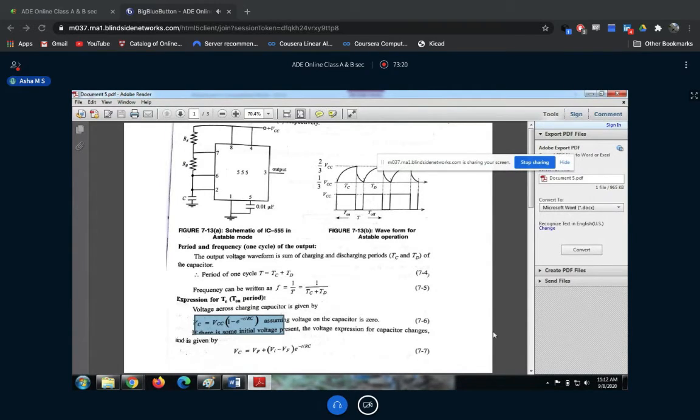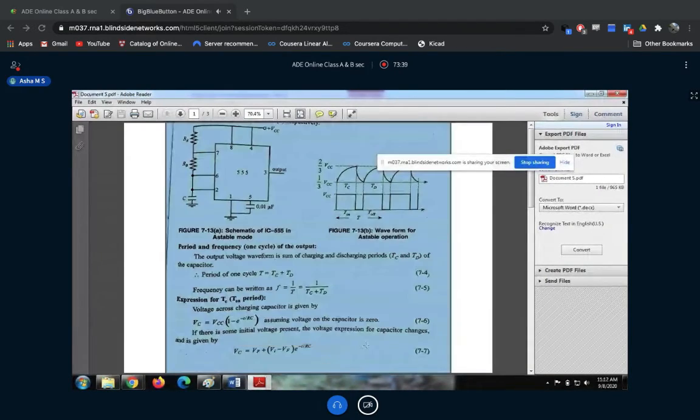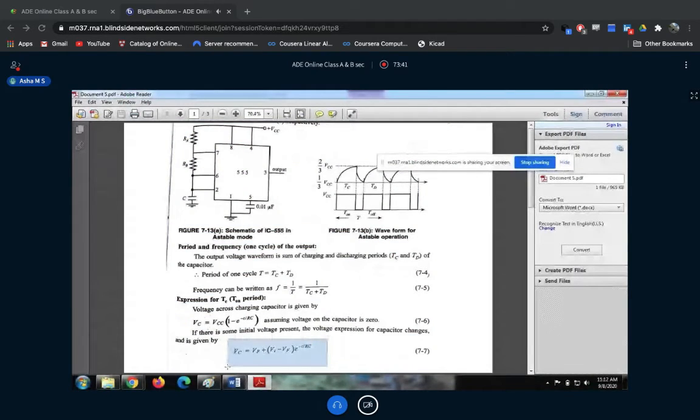So this voltage is when we assume that initially the capacitor voltage is zero. If it has any initial voltage, then the capacitor voltage formula will be VC equals V final, where VF is the final voltage this capacitor is charging to, plus VI minus VF into e to the power of minus T by RC.